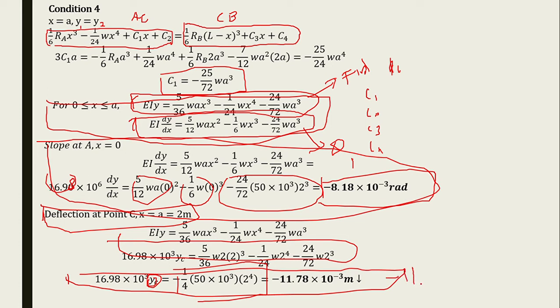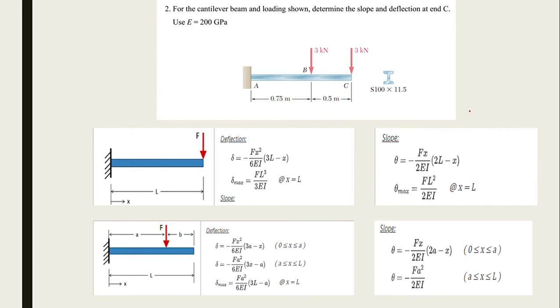minus 0.78 times this, which is equal to 11.70 downward, in millimeters. And it's done for the first question. Now we go to the second question.